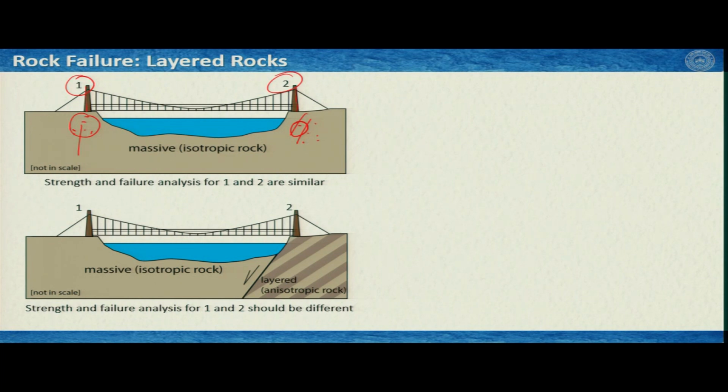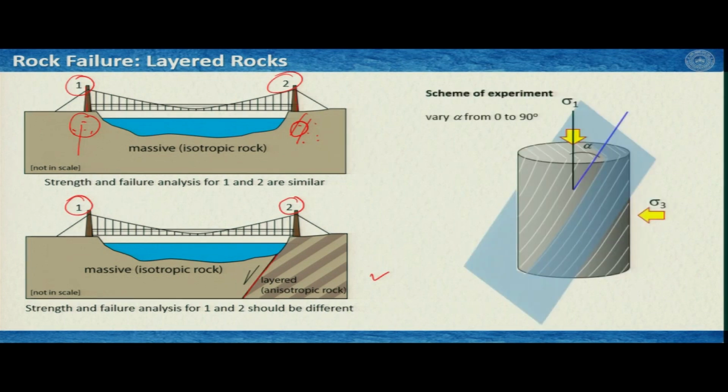However, in the second scenario, if you have a fault here and the rocks on this side are layered or anisotropic, then the situation for pillar 1 and pillar 2 would be essentially different, and this is where the deviations come into our understanding. So, what do you do? You scheme an experiment where you take this rock from the field and then you vary this angle, as I have illustrated here.